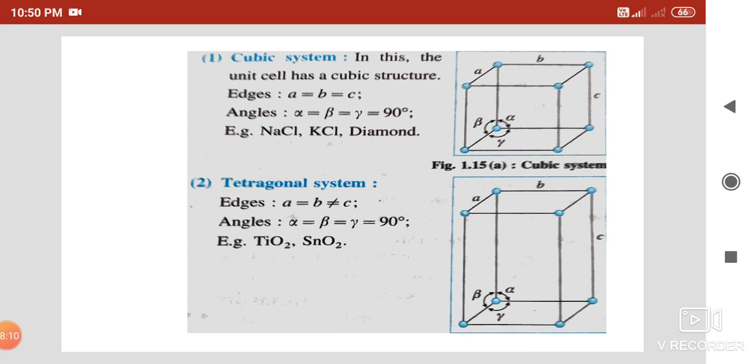Let us see one by one the seven types of the crystal system. First is the cubic system. In the cubic system, the unit cell has a cubic structure.